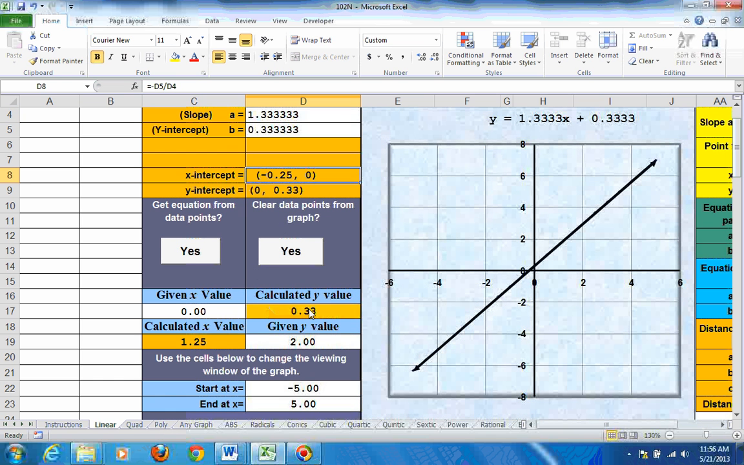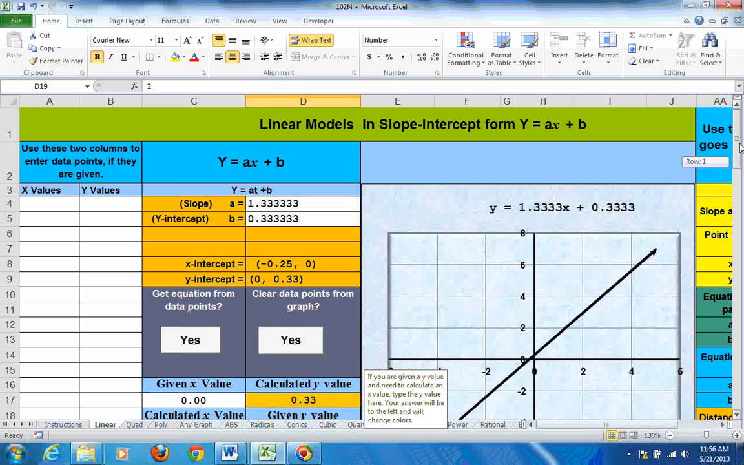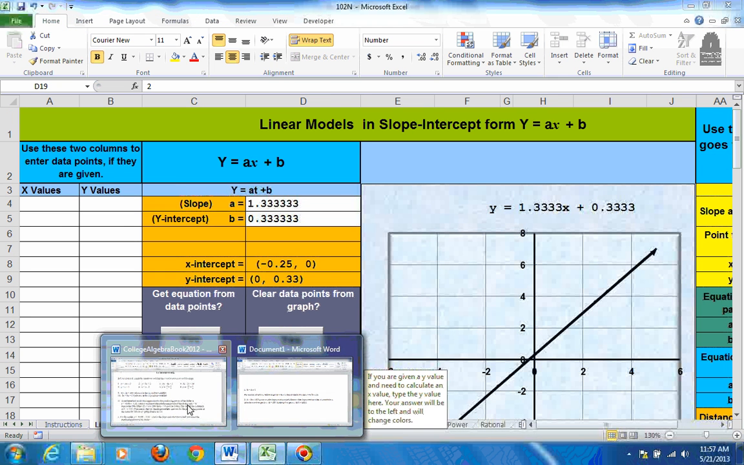If you wanted to get a y value for an x value, just type it in. If you want to get an x value for a particular y value, just type it in, and it will substitute those into the equation. So anyway, that's the graph of 3. Let's take a look at 5.